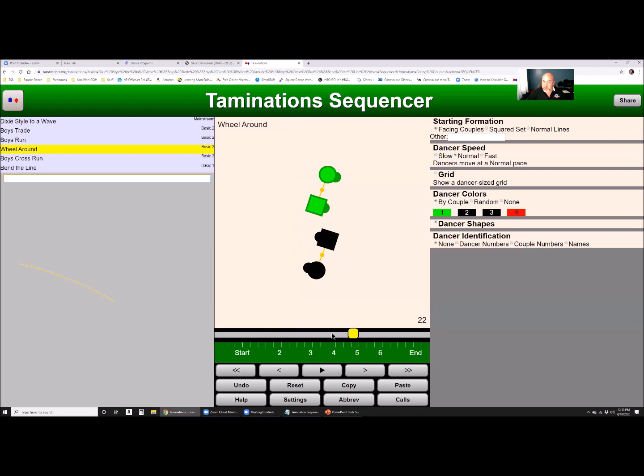You could have the boys trade. I don't particularly care for the boys to trade. I like to ask the boys to cross run because then I can immediately bend the line and I'm normal. The boys cross run fixes it. And it's a nice little flow module.